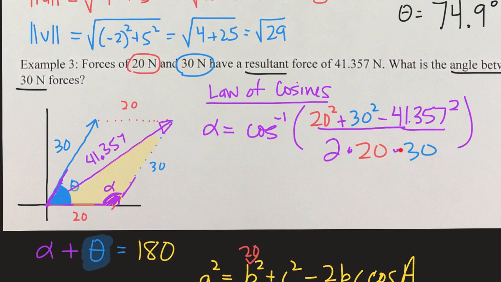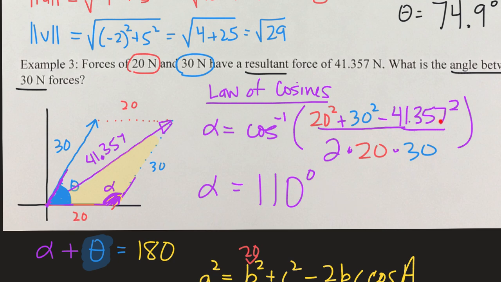So 20 and 30 are your 2 vectors, and then 41.357 is your resultant. The resultant is across from the angle that we are calculating. That's why we have written it like this: 20 squared plus 30 squared minus the resultant squared. Put this all into your calculator, all at once. Go ahead, I will wait. I got undefined. Put it in your calculator. So your calculator says 109.99999, so we're going to round up to 110.